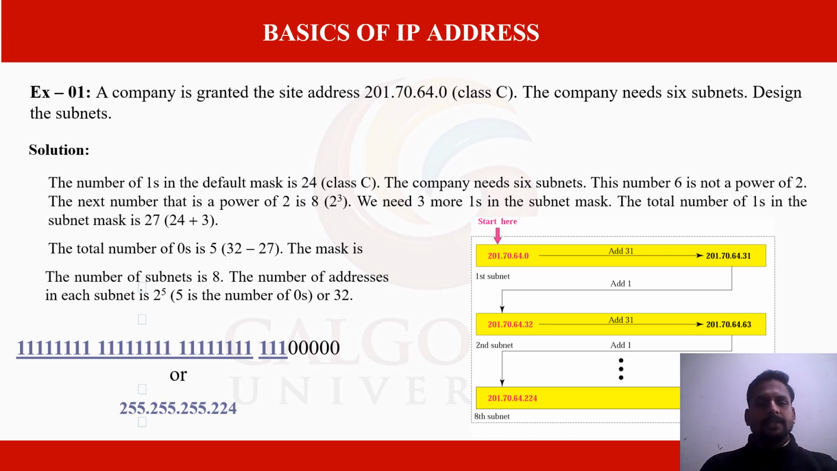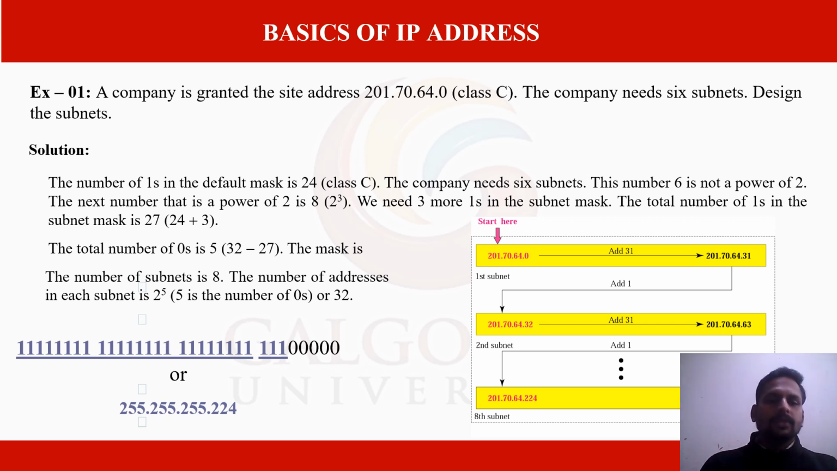And some of the examples are here. So you see example number 1. Here a company is granted the site address 201.70.64.0, that means they are giving a class C address, and the company needs 6 subnets. Design the subnets. So now the company is looking for 6 subnets. What we have to do now is look for the power of 2 combinations. If 2 power n gives that subnet value, then we use that number for calculating the subnet mask.